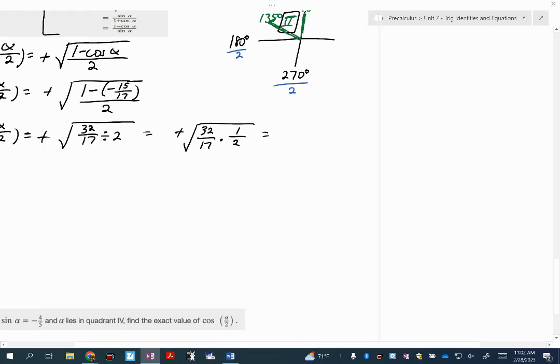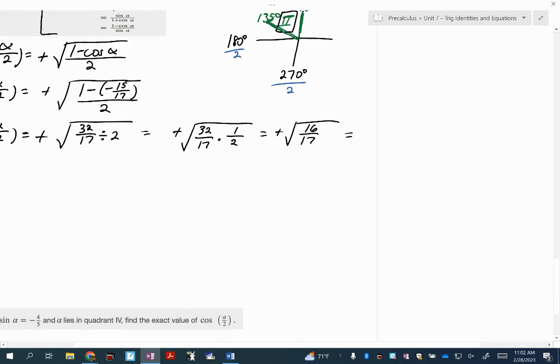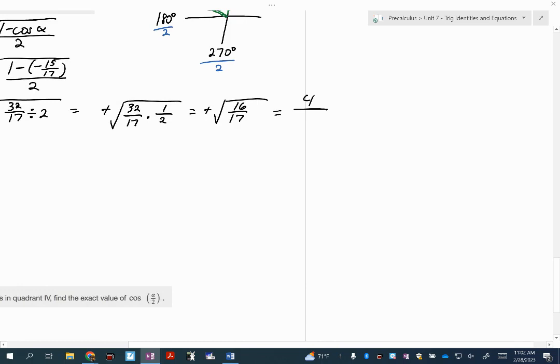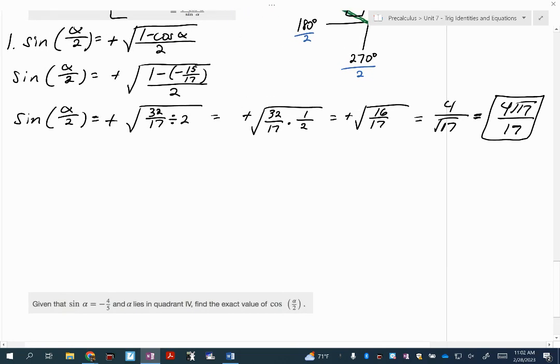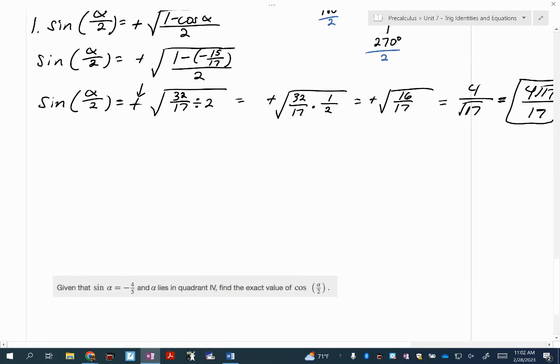The 32 divided by 2, when I look diagonally, is going to make the square root of 16/17. I do know the square root of 16, that's 4, and I don't know the square root of 17. So this is the answer. But if you rationalize the denominator, you get positive 4 times the square root of 17 over 17. So this is my final solution. Notice we use the positive version the whole time. So that's our final answer there.